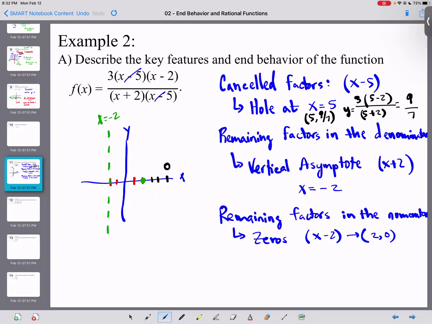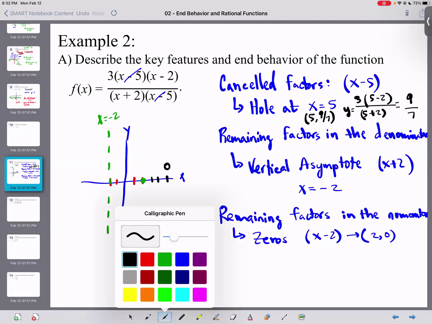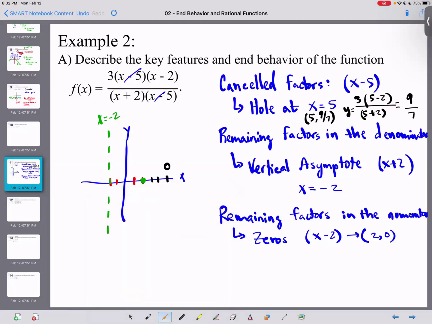Now, how do I know what my end behavior is going to look like? Well, here's what you could do on your graph. When it's a rational function, the graph looks like the remaining pieces if you try to divide this. So I want to distribute the 3 through. If I simplify this equation, distributing the 3, I have 3x minus 6 divided by x plus 2.